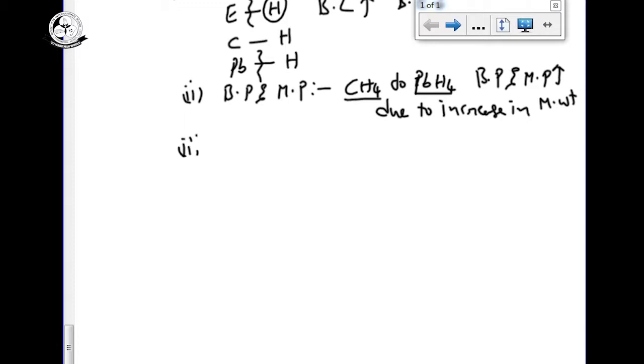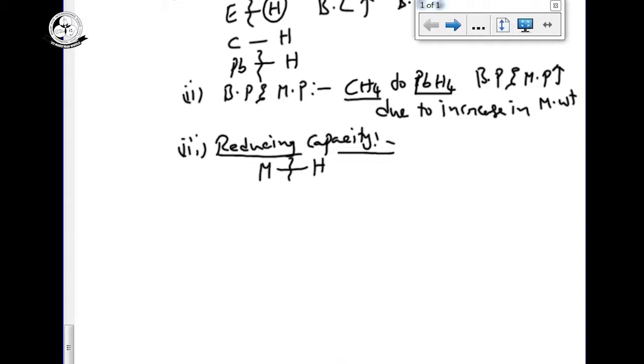Next important property is reducing capacity. Which of the following hydrides can act as the best reducing agent? A reducing agent is one that can give hydrogen. The element-hydrogen bond that is most easily breakable is lead-hydrogen. If the M-H bond is very weak, it is ready to give hydrogen, and that is the best reducing agent. So from methane to lead hydride, reducing capacity increases.